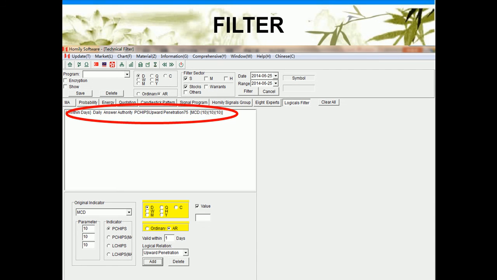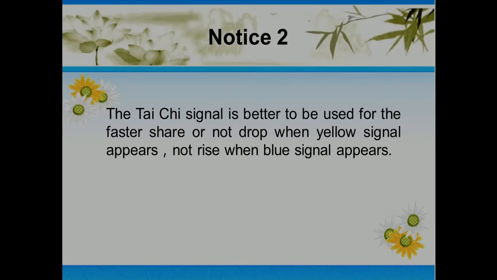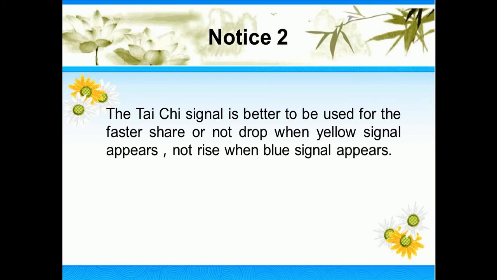This one, no need to add. If you want to add, you cannot. If you select so many stocks, then you can add this condition. If you only select 1 or 2 or 3 stocks, no need to add this condition, okay? So the notice 2. The Taiji signal is better used for the faster share: not drop when the yellow signal appears, not rise when the blue signal appears, okay? So this is the notice.